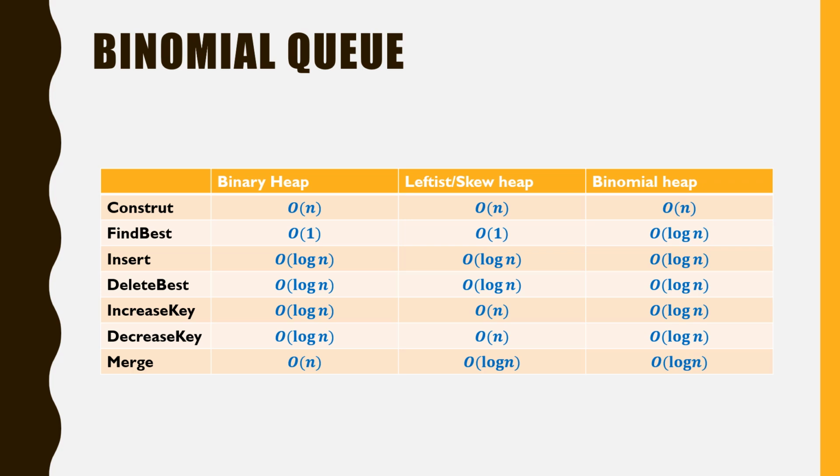Finally, the binomial queue supports merge, increase key, and decrease key operations in O(log n) time. However, its find best operation now requires O(log n) time. It is important to know that leftist heaps, skew heaps, and binomial queues must be implemented using nodes and pointers, leading to higher memory usage and longer data access time compared to regular binary heaps. In conclusion, the choice of heap data structure should be based on the frequencies of different heap operations.